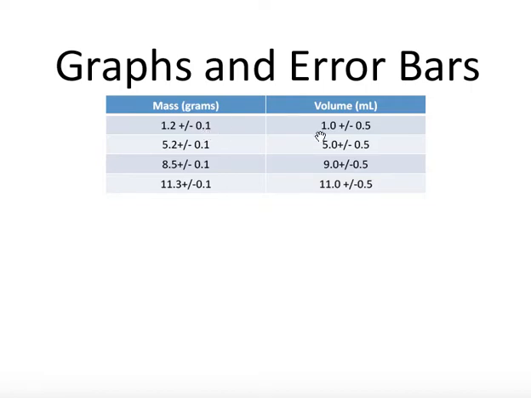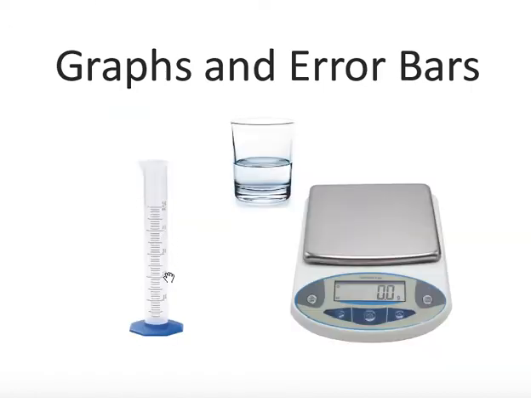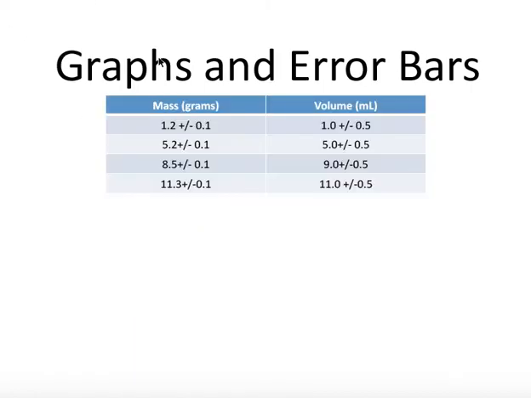Notice for the graduated cylinder, the uncertainty is greater. It's half a mil. What does this half mil mean? It means that when we measured 1 milliliter of water, it could have been as high as 1.5 milliliters, or it could have been as low as half a milliliter. That's what that plus or minus means.